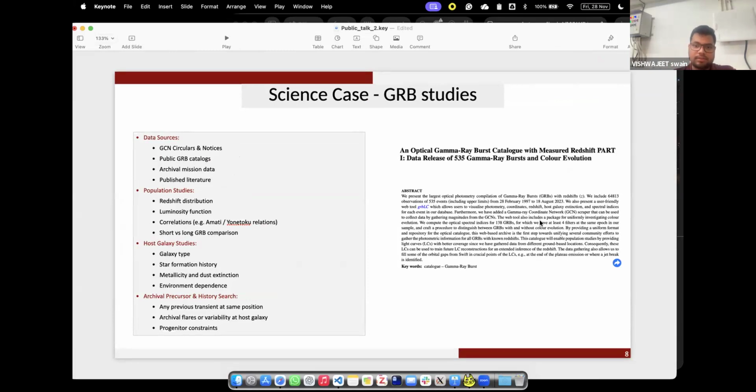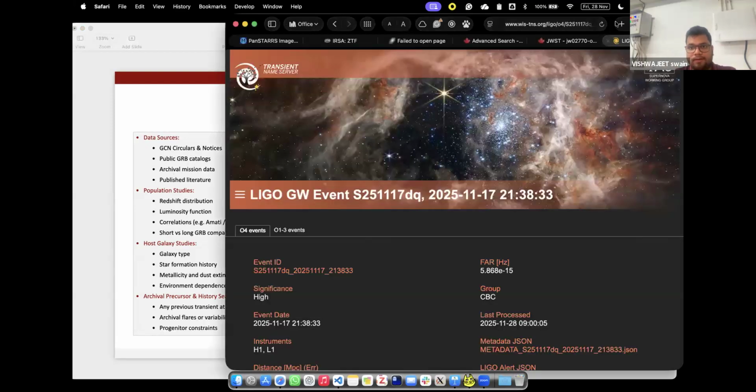From the GRB study, there is already a published paper with 535 GRBs, and in there they have all the photometric data. They actually made a dedicated web page to query any GRB observed to date, around 2024, and they collected all the data from the papers and GCN. So let me show you the GCN.